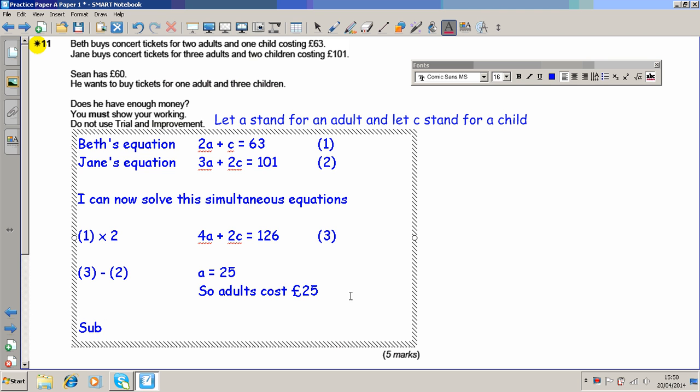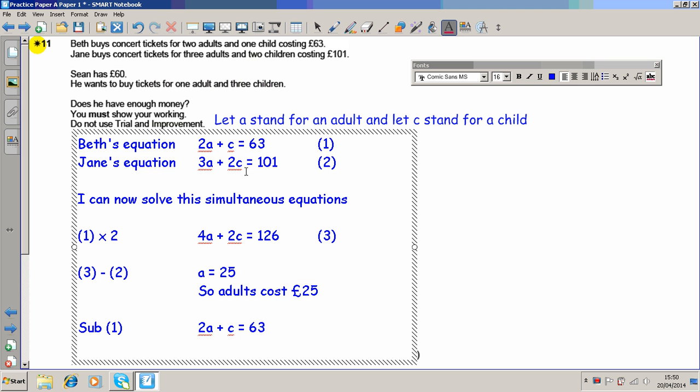So now I can substitute into one of these. So we shall substitute into equation 1. 2 adults plus a child equals 63. So 50 plus a child equals 63, which tells me C equals, so children cost £13.